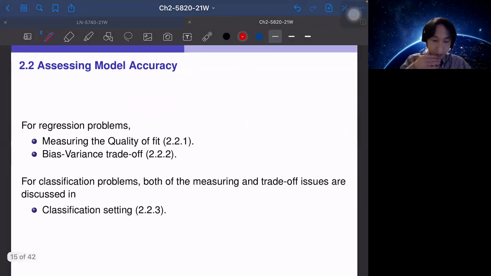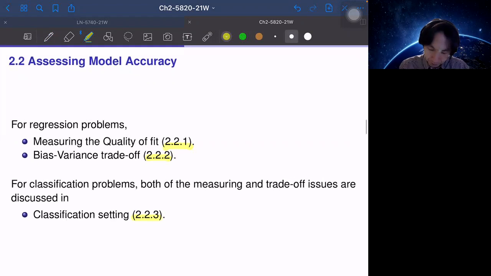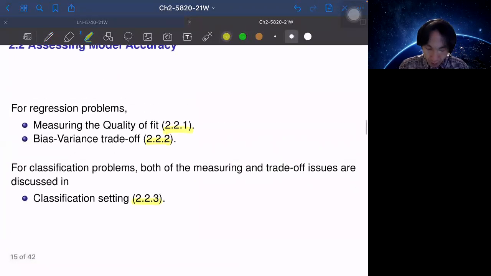Now that we go on to 2.2, assessing model accuracy, we have two problems, the regression problem and the classification problem. The regression problem we discuss in sections 2.2.1 and 2.2.2, and the classification problem in 2.2.3. We study two things: measuring the quality of fit, and the bias-variance trade-off. This is an important concept in chapter 2.